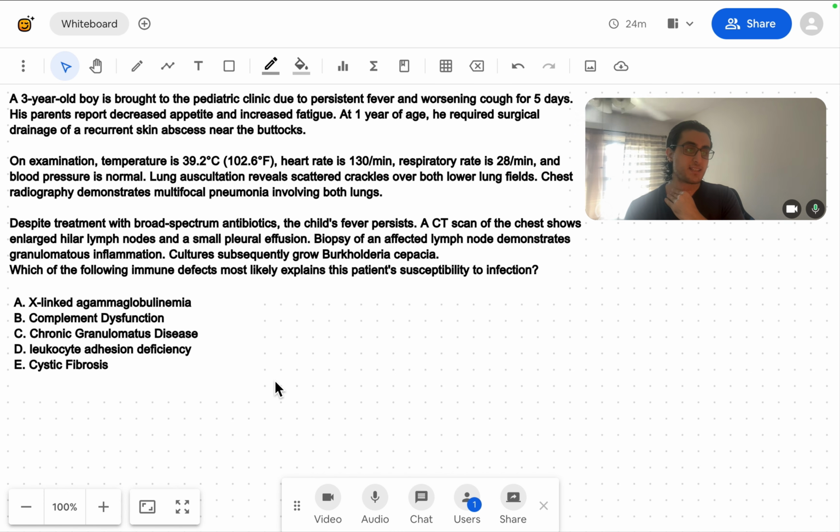E. Cystic fibrosis. Cystic fibrosis can lead to airway infections, but this is not what we are seeing here. It does not explain the granuloma that we are finding in the biopsy. It doesn't explain the susceptibility to catalase positive bacteria, and abscess formation is not explained by cystic fibrosis.